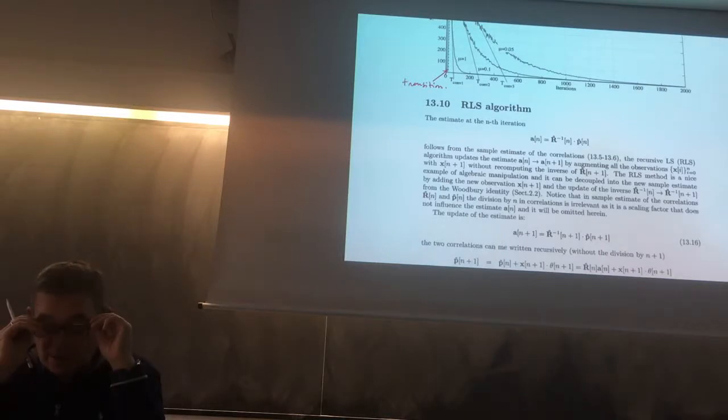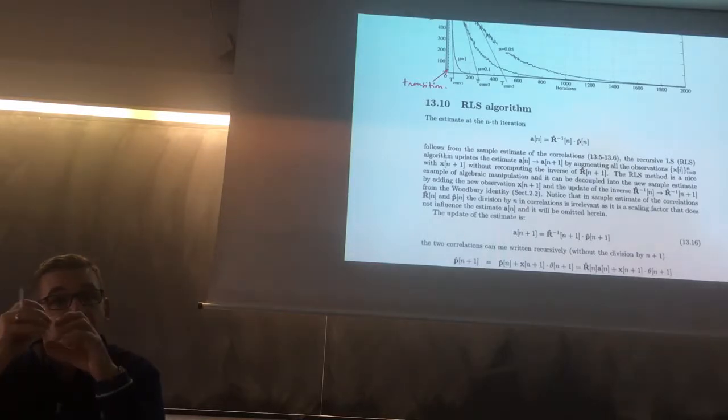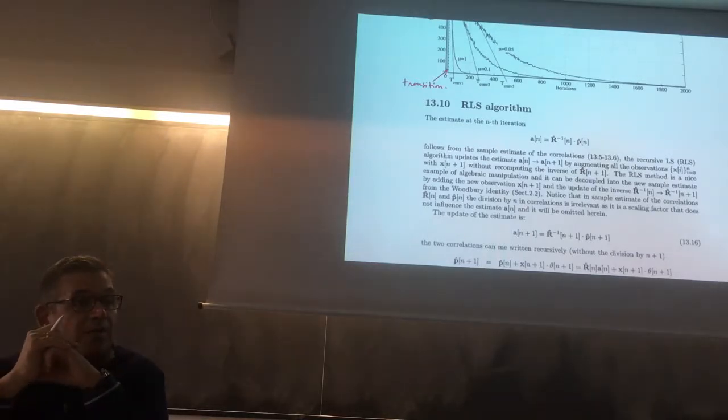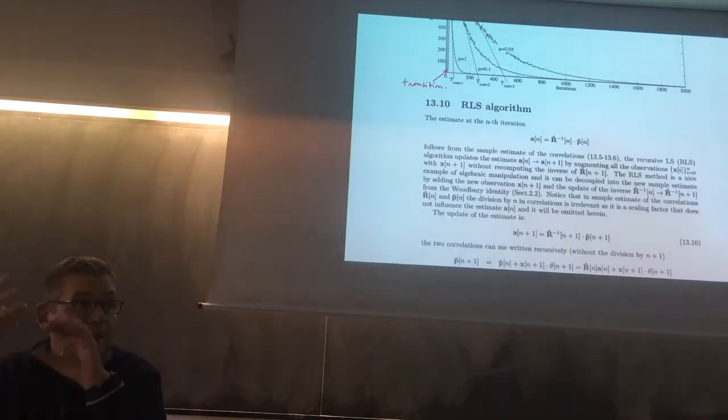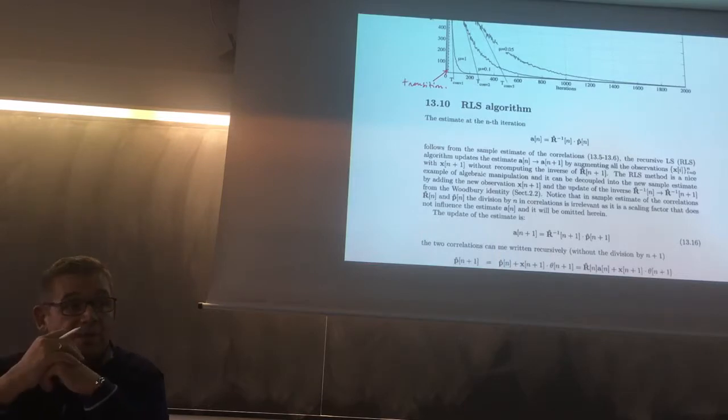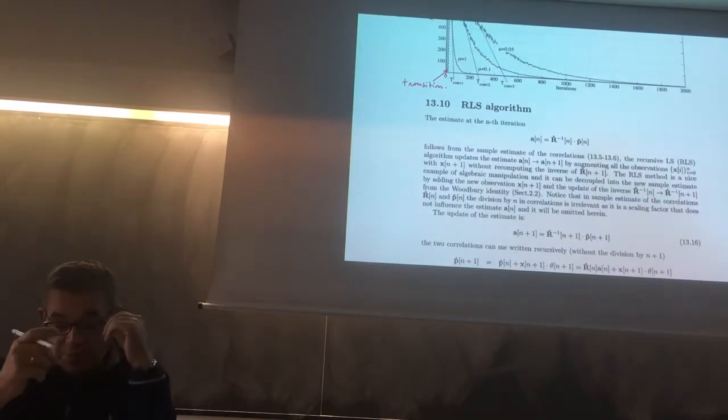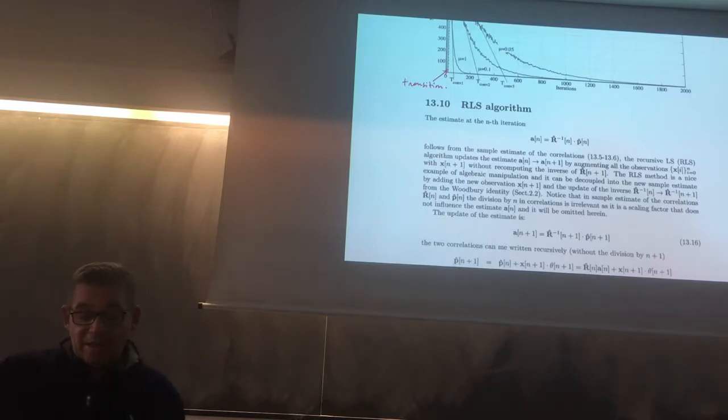In principle, I can always make a sample estimate of the autocorrelation, and a sample estimate of the correlation between the input and the signal to estimate. So this is made by the matrix R and the vector P, and then using these to estimate the filter. This can always be done.